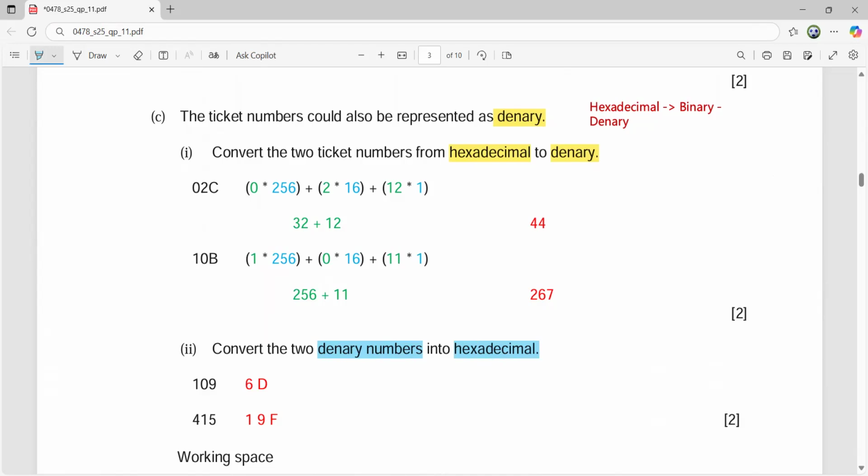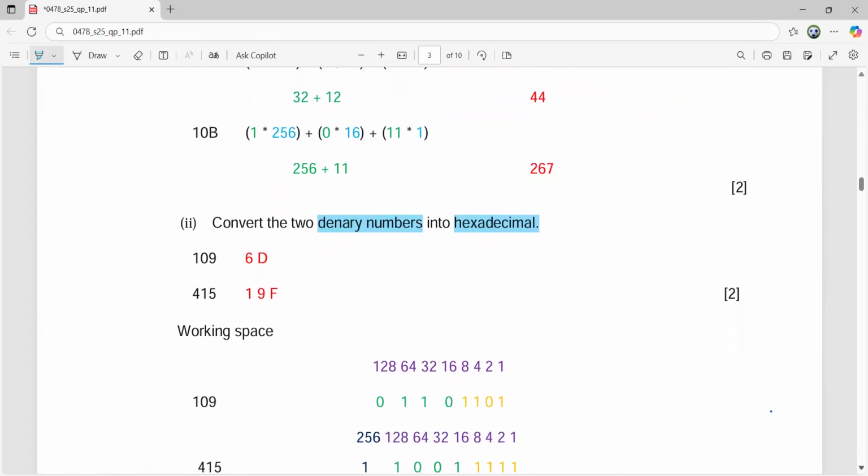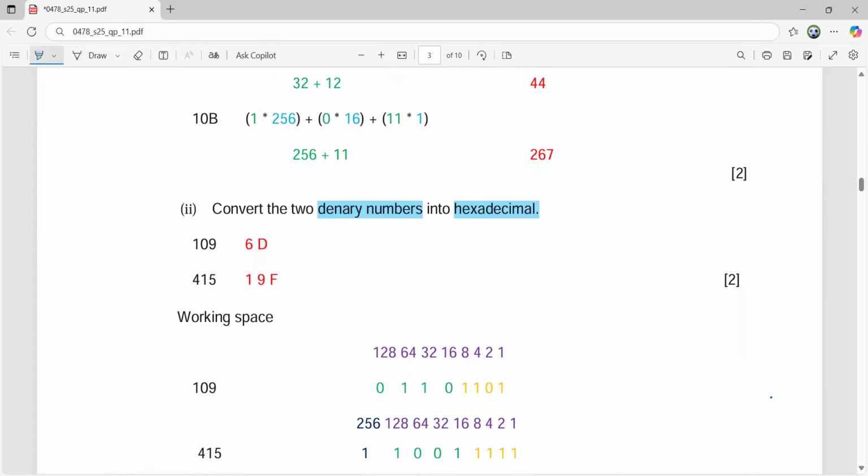Now, this is my denary number, 109. Now, be clear, it's not 109 hex, it's 109 denary. And the next one is 415. Again, for this, working space is given to me. And since 109 is lesser than 255, it means I only need a byte. And 1, 2, 4, 8, 16, 32, 64, 128.